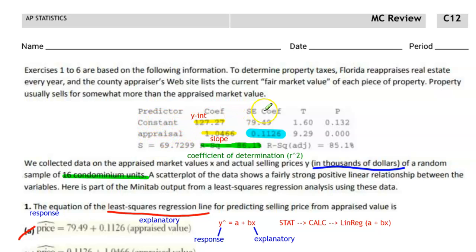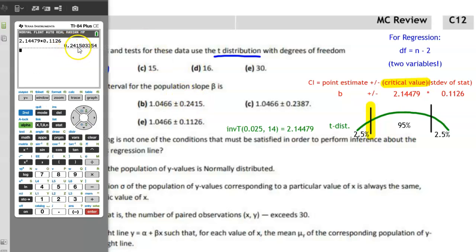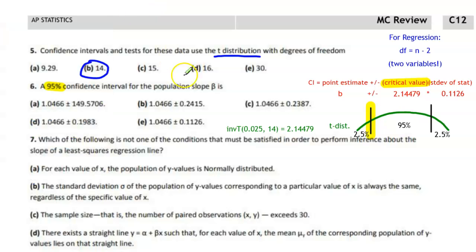The constant standard error coefficient is not something that we use in AP statistics. So 0.1126. Moving back here, 0.1126 goes there. And notice that I'm not going to go through the trouble of filling this in because all of these say 1.0466. What I'm really just trying to find here is the plus or minus part, or the margin of error, which turns out to be approximately 0.2415. Looks like we have our answer.